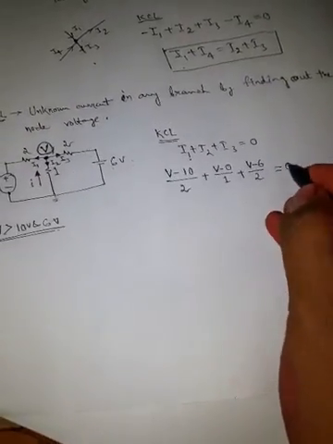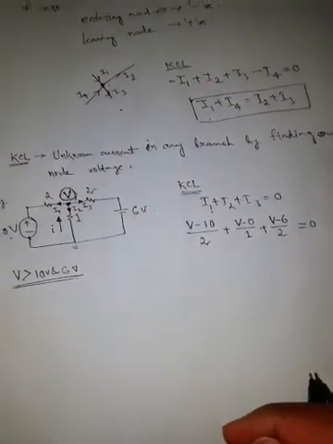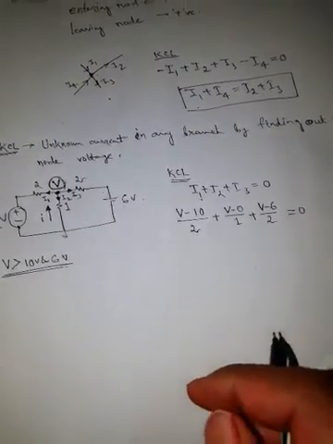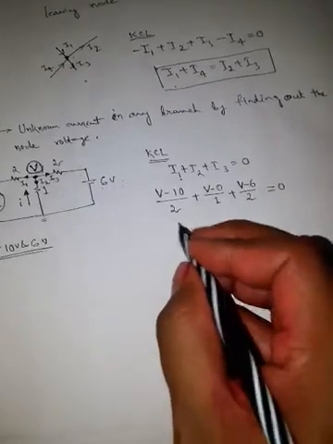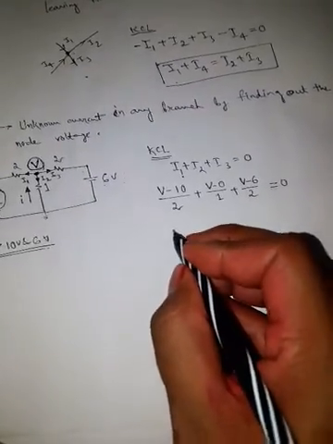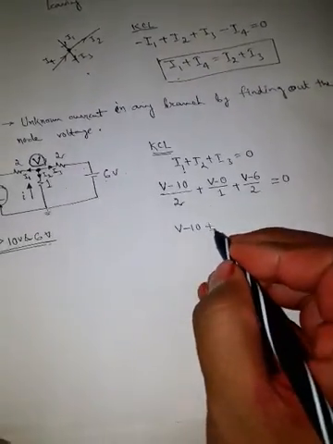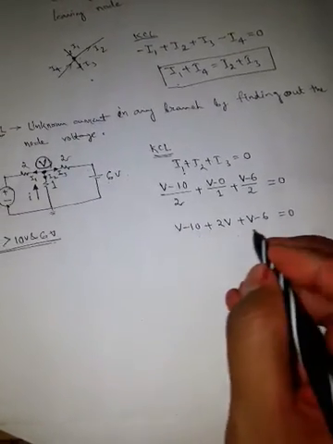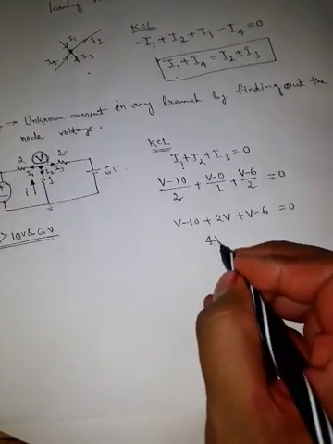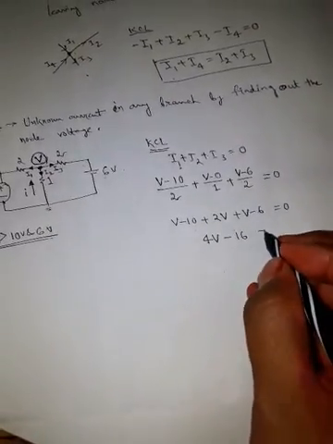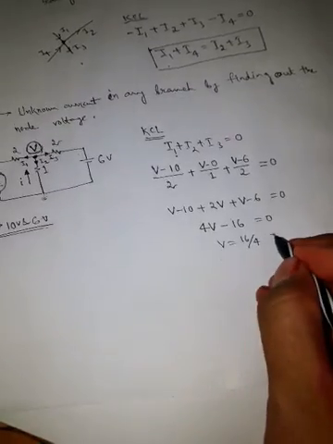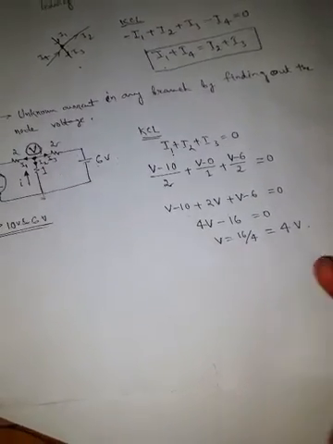So this is (V minus 10)/2 plus (V minus 0)/1 plus (V minus 6)/2. I can easily find that V minus 10 plus 2V plus V minus 6 is equal to 0. So 4V minus 16 is equal to 0, so V is equal to 16 by 4, that is 4 volt.